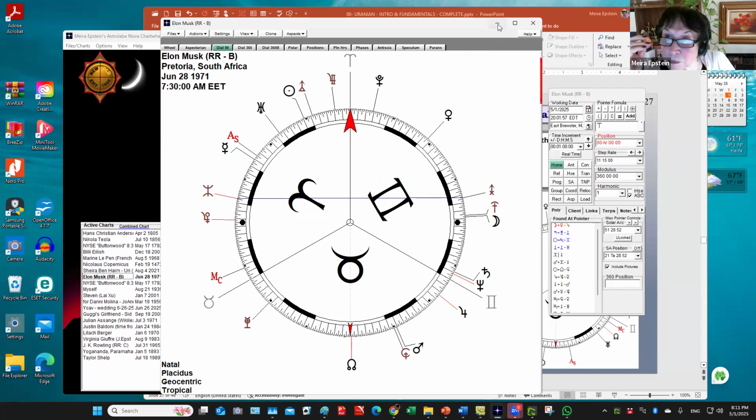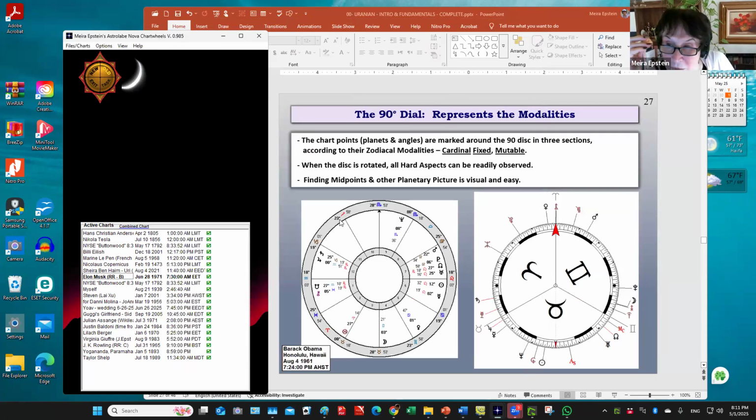I think. Let me move back to this one. So again, the planets are placed around the dial in their proper section by modality, not by element, by modality, cardinal, fixed, mutable. And then we look for aspects.